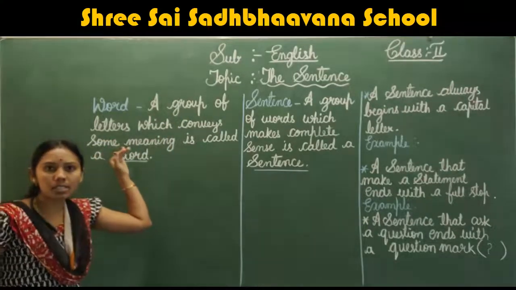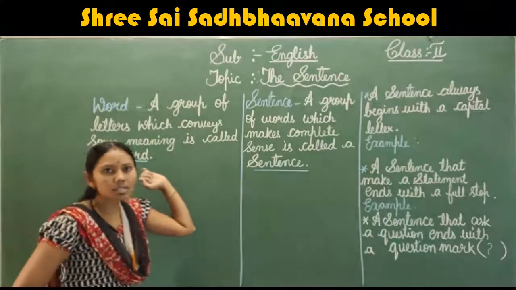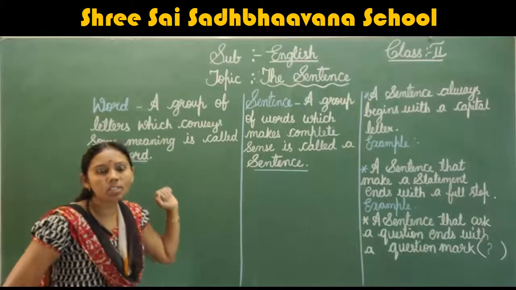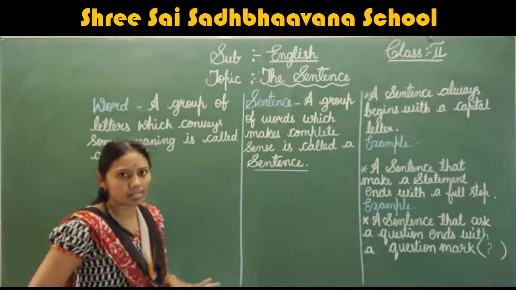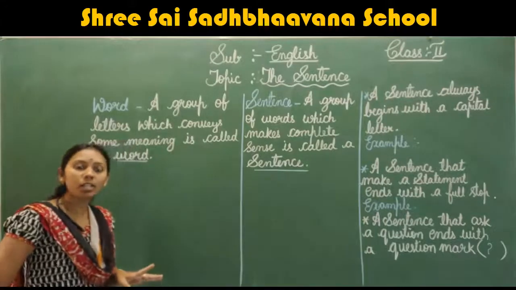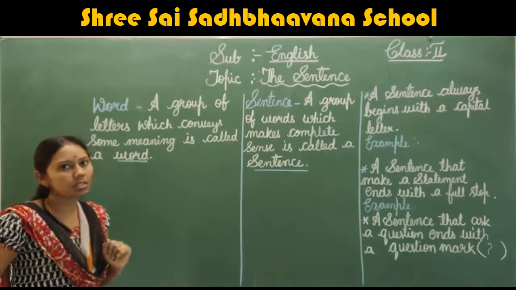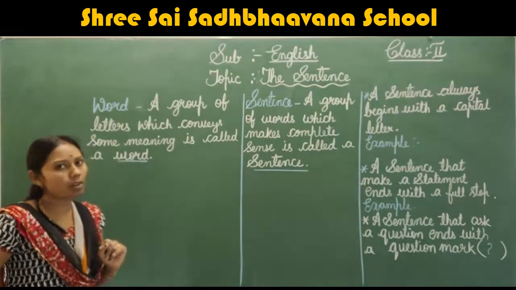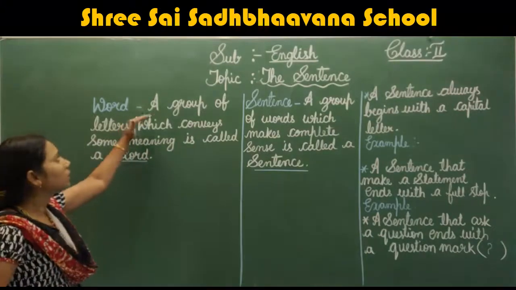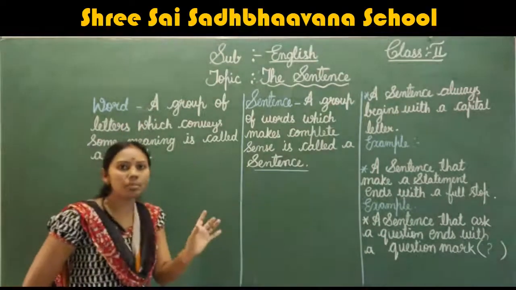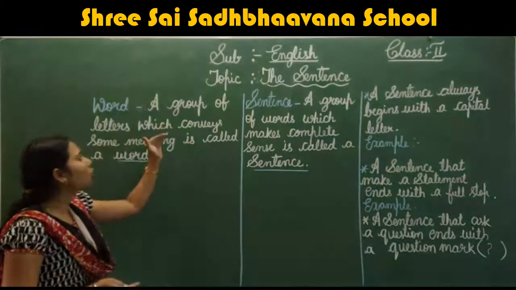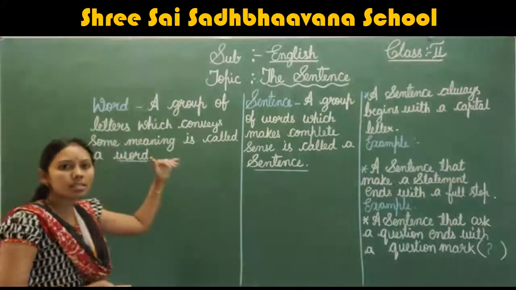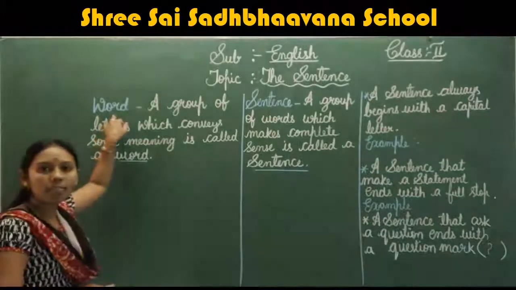What do you mean by letters? Have you learned the letters? Yes. How many letters are there in the English alphabet? Yes, right. That is 26 letters. 26 letters are there in the English alphabet. So here, to frame a word, letters are important. A group of letters is necessary to make a word.